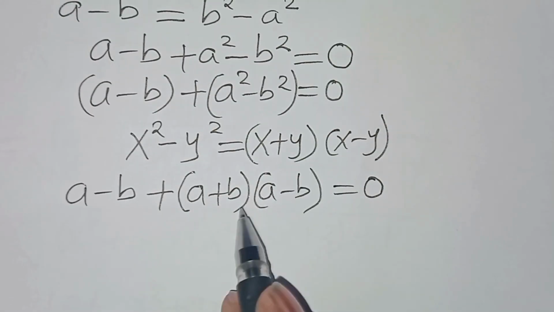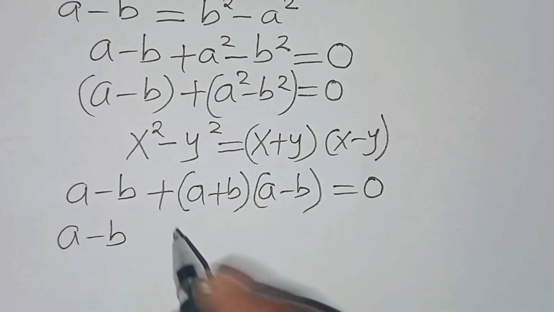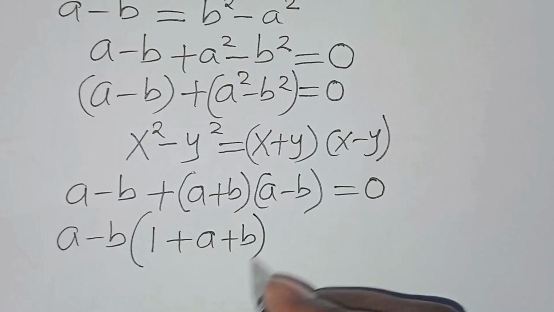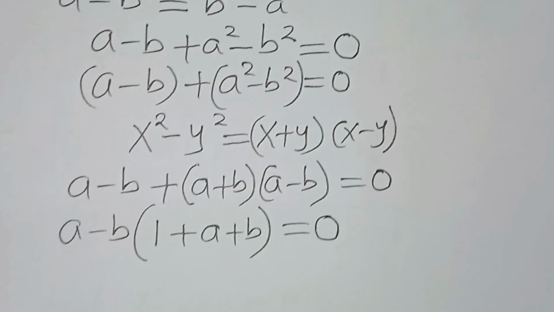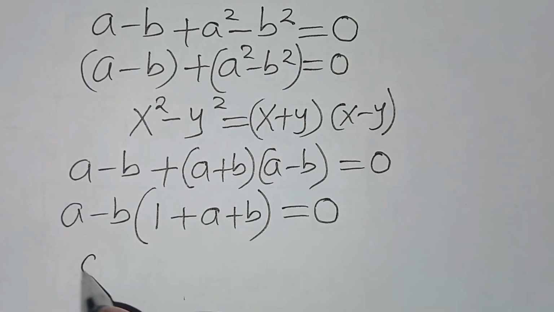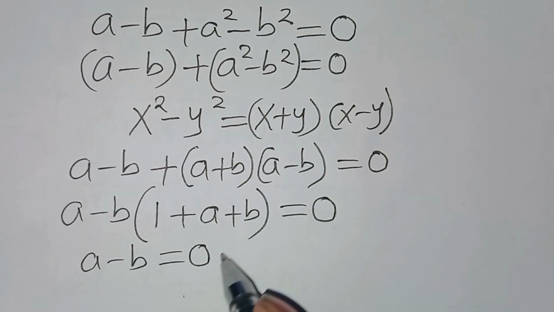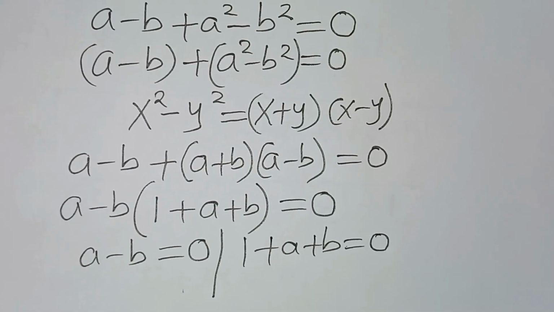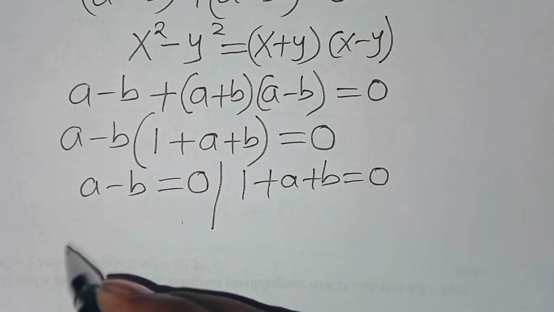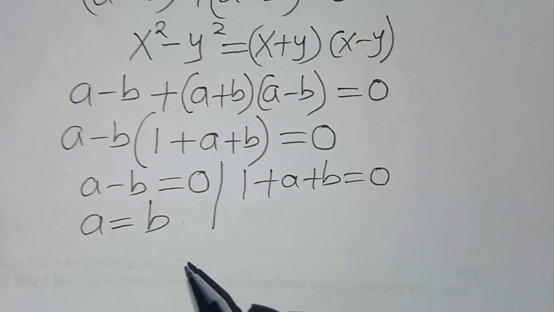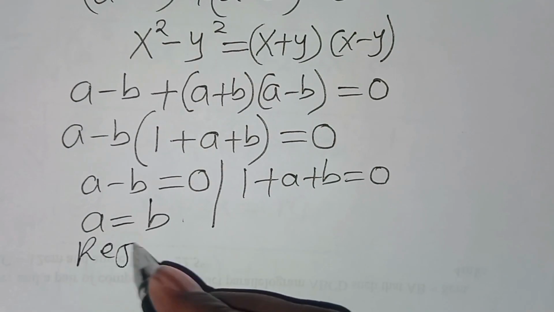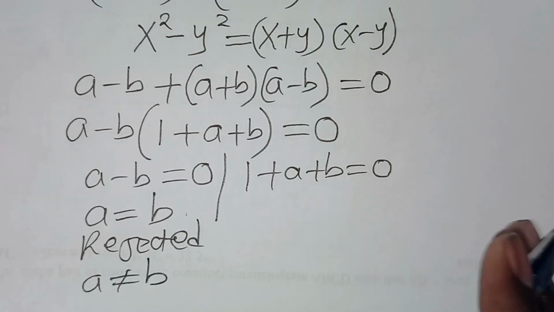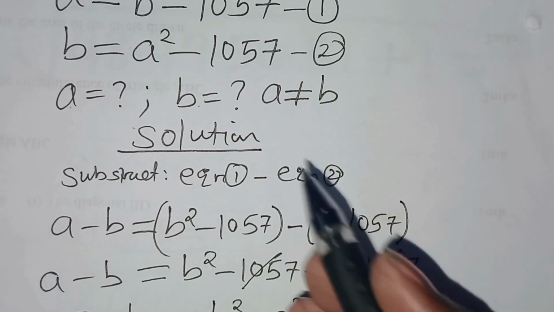Now a minus b is common here, so let's factor out a minus b, so that here we'll have 1 plus a plus b. This is equal to 0. Now here we have two parts. The first part is a minus b. This is equal to 0. And we have 1 plus a plus b. This is equal to 0. So here we have that a is equal to b. So this part is rejected, given that a is not equal to b, satisfying this condition here.